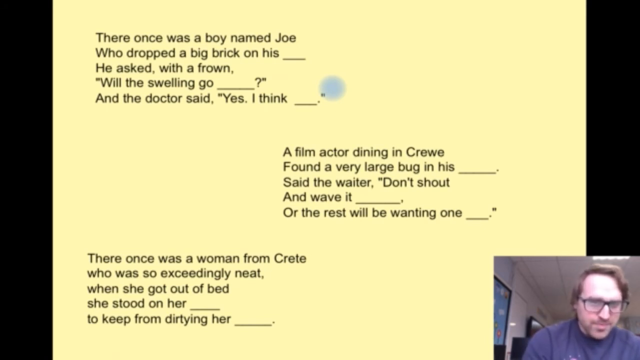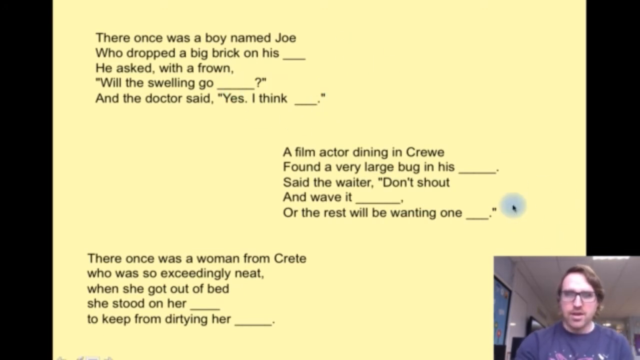And then the last one. There was a woman from Crete who was so exceedingly neat. When she got out of bed, she stood on her... What rhymes with bed? And to keep from dirtying her, and then something that rhymes with Crete or neat. So I would put, she stood on her head to rhyme with bed, and to keep from dirtying her sheet.